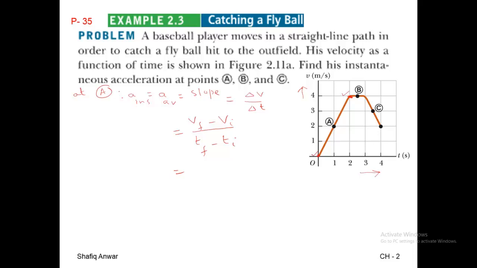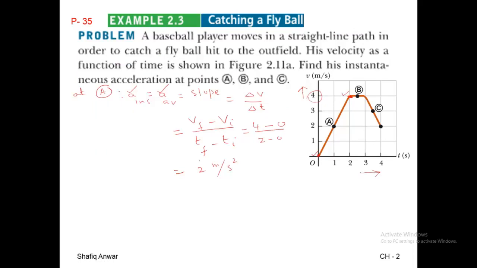So final is this point. If you go to the left, this is 4, minus initial, which is 0, over time, 2 final time, 0 initial. So you get 2, meaning plus 2 meter per second square. When you're going up, the slope is positive. So instantaneous acceleration and average acceleration are the same for a straight line. That is the first part.